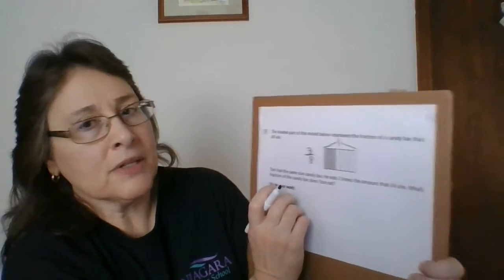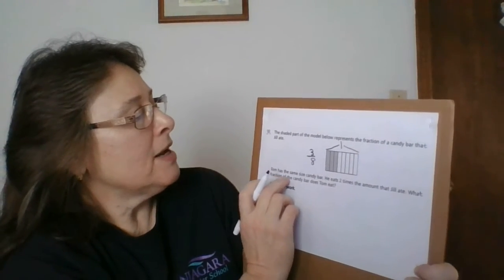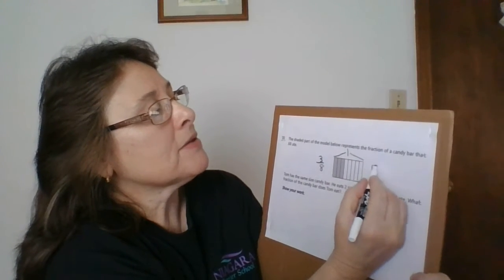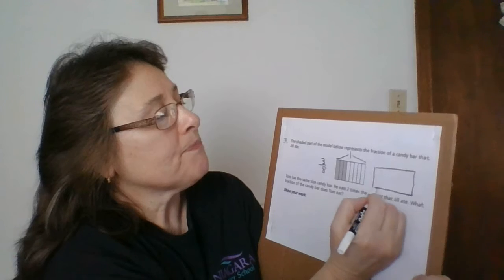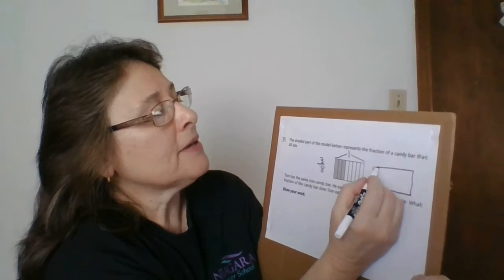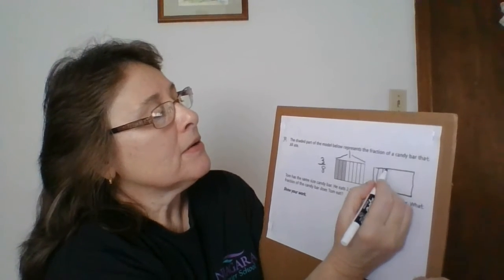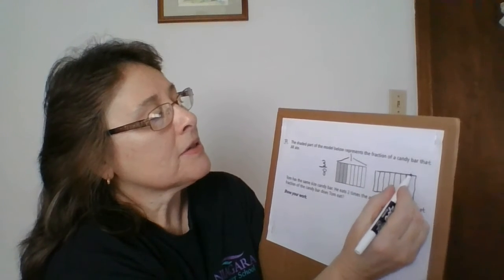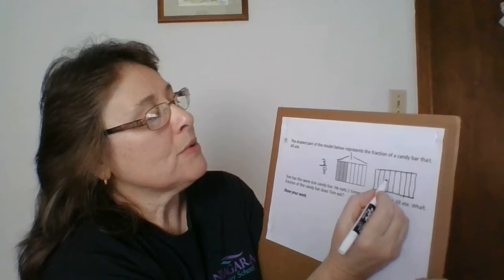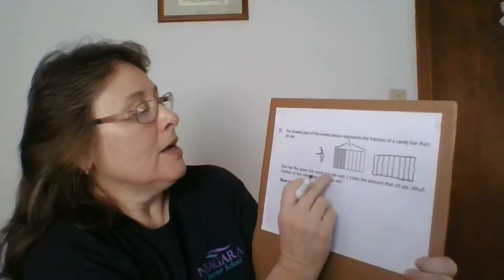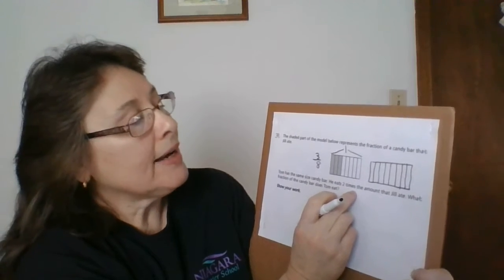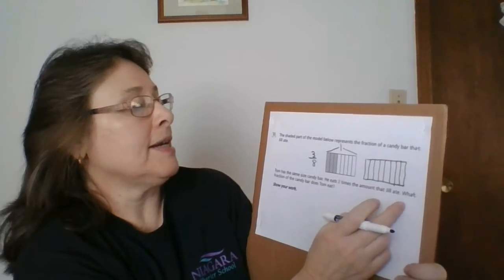So if I go down to the second piece of information, it says Tom had the same size candy bar. So let's make the same size candy bar. This one was cut up into 8ths, so we're going to do the same thing. 1, 2, 3, 4, 5, 6, 7, 8. So it says he has the same size candy bar, but he eats 2 times the amount that Jill ate.